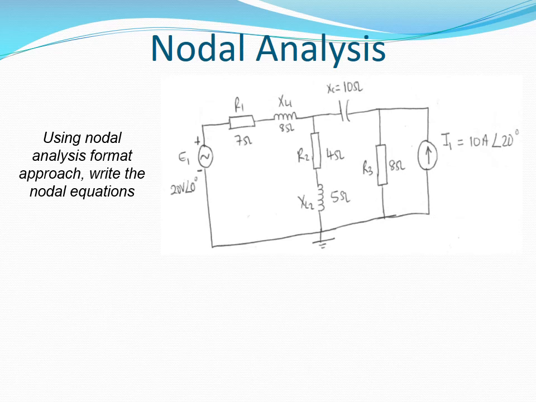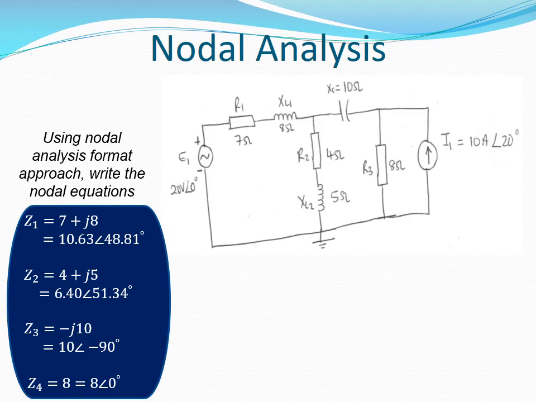Let's illustrate the nodal analysis format approach using an example. We begin by calculating the impedances of the respective branches that make up the network. Z1 is the impedance for the branch that contains R1 and XL1. Z2 is the impedance for the branch that contains R2 and XL2. Z3 is the impedance for the branch that contains XC. Z4 is the impedance for the branch that contains R3.